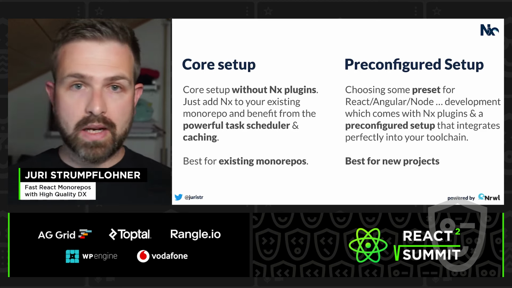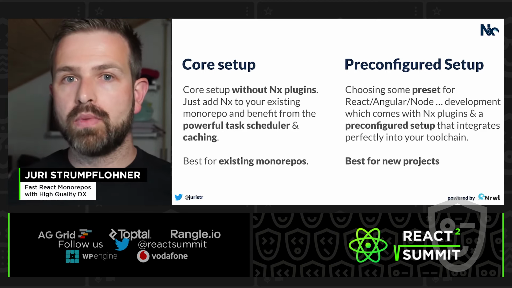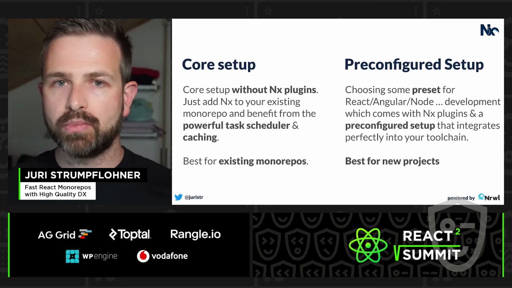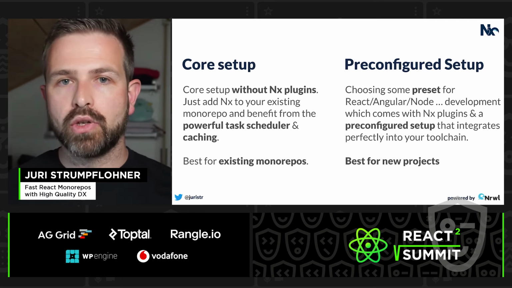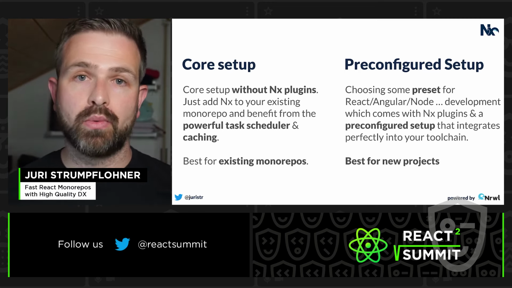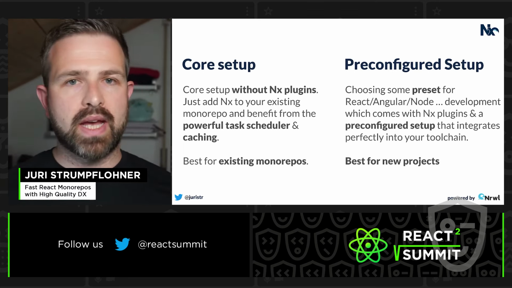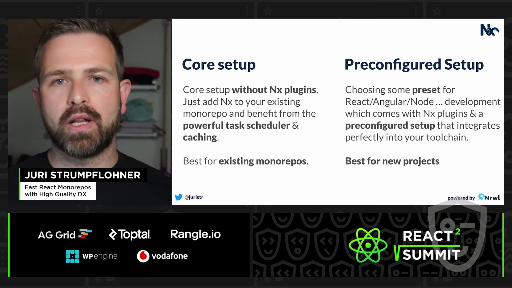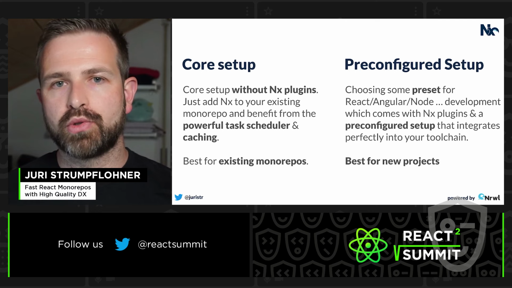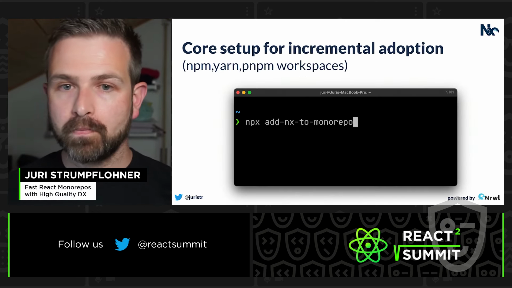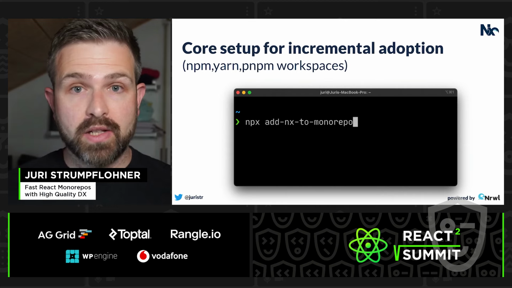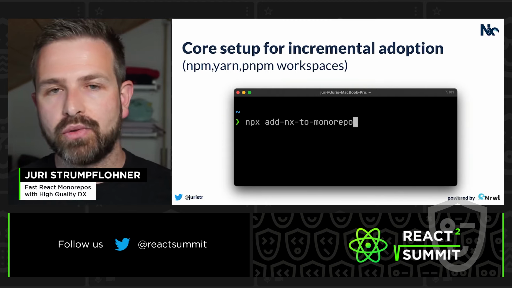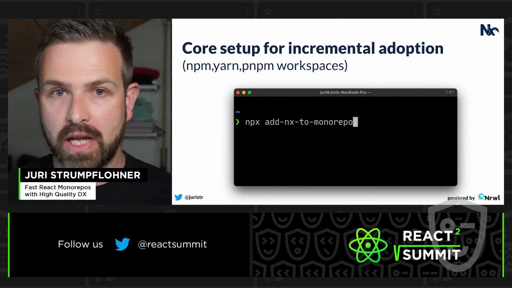The other approach is that if you start new, you can actually benefit from setting up NX with some pre-configured things. So you can say, okay, I know that I'm using a React monorepo setup because React is my main focus. So you can already use some pre-configured templates that NX comes with. And so then NX would make sure that you get Jest, ESLint, Prettier, and Cypress configuration set up for you, so you don't have to worry about a lot of that stuff. And usually that is the best option if you start a new monorepo right now. So for the core setup, it is super easy to adjust. You basically just run the npx add-nx-to-monorepo command, which would add it to any npm, yarn, or pnpm workspace and just make it a lot faster.